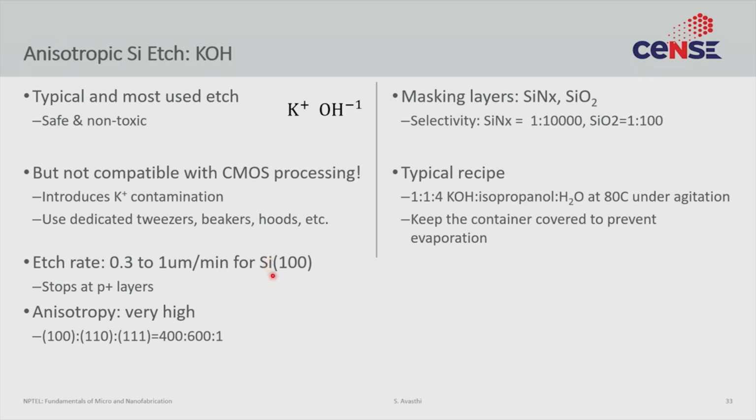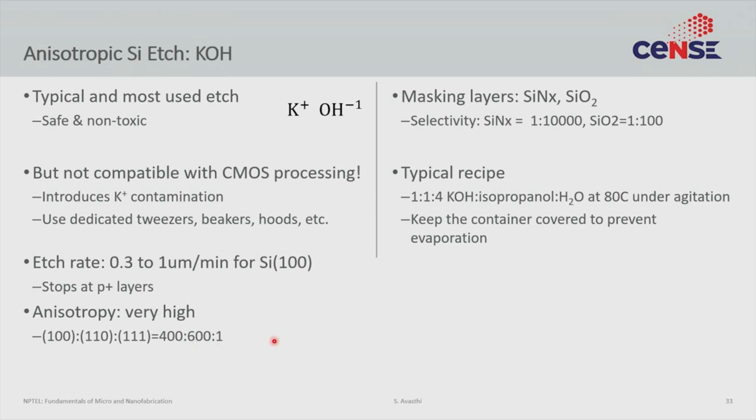What is the typical etch rate you get? Around 0.3 to 1 micron a minute for silicon 100. Very interestingly, this etch does not etch the highly doped P layers very fast. You would think this is an issue, but it turns out this is an advantage. We'll talk about this as an etch stop a little bit later. The anisotropy you get in this process is very high. The etching rate of the 100 facet is around 400 times faster than the 111 facet. The etching rate of the 110 is around 600 times faster than the 111. So this is very high anisotropy.